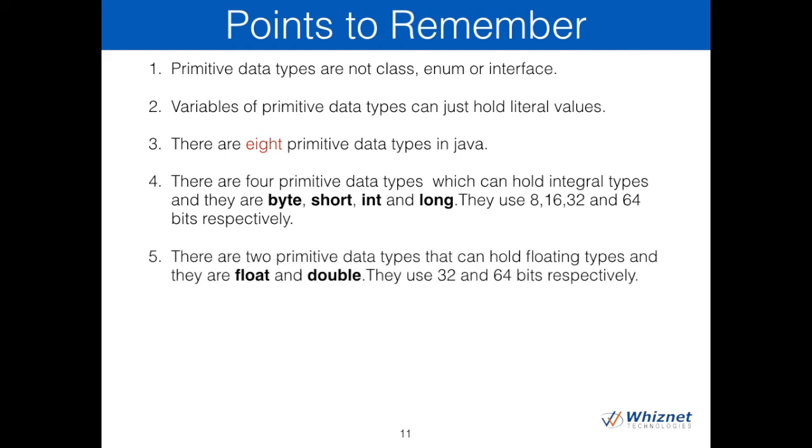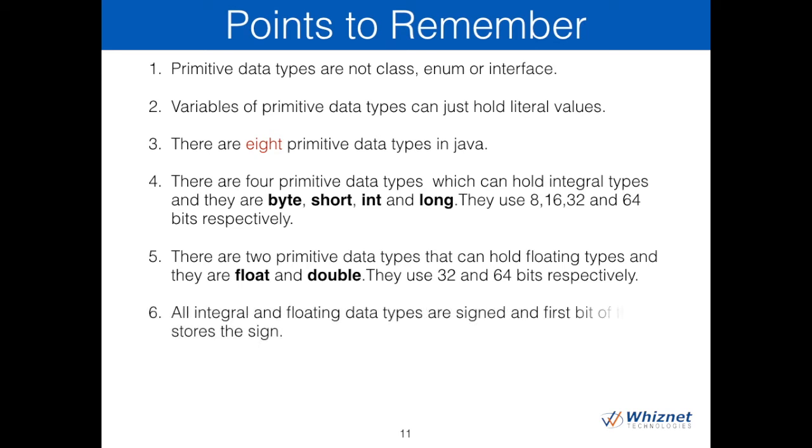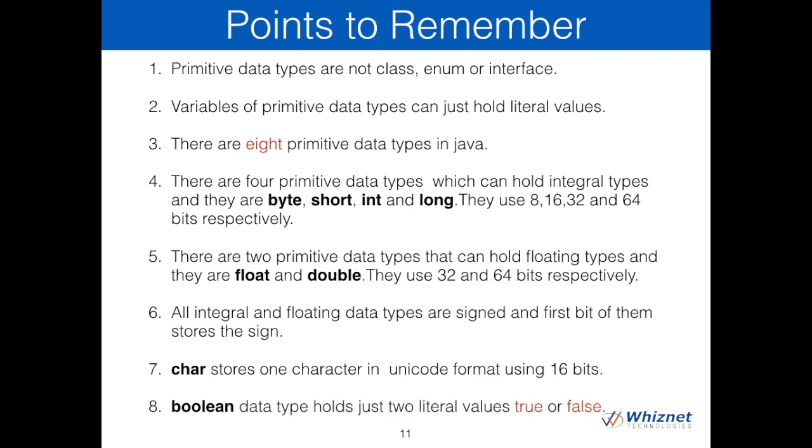There are two primitive data types that can hold floating types, and they are float and double. They use 32 and 64 bits respectively. All integral and floating data types are signed and the first bit of them stores the sign. Char stores one character in Unicode format using 16 bits. Boolean data type holds just two literal values, true or false.